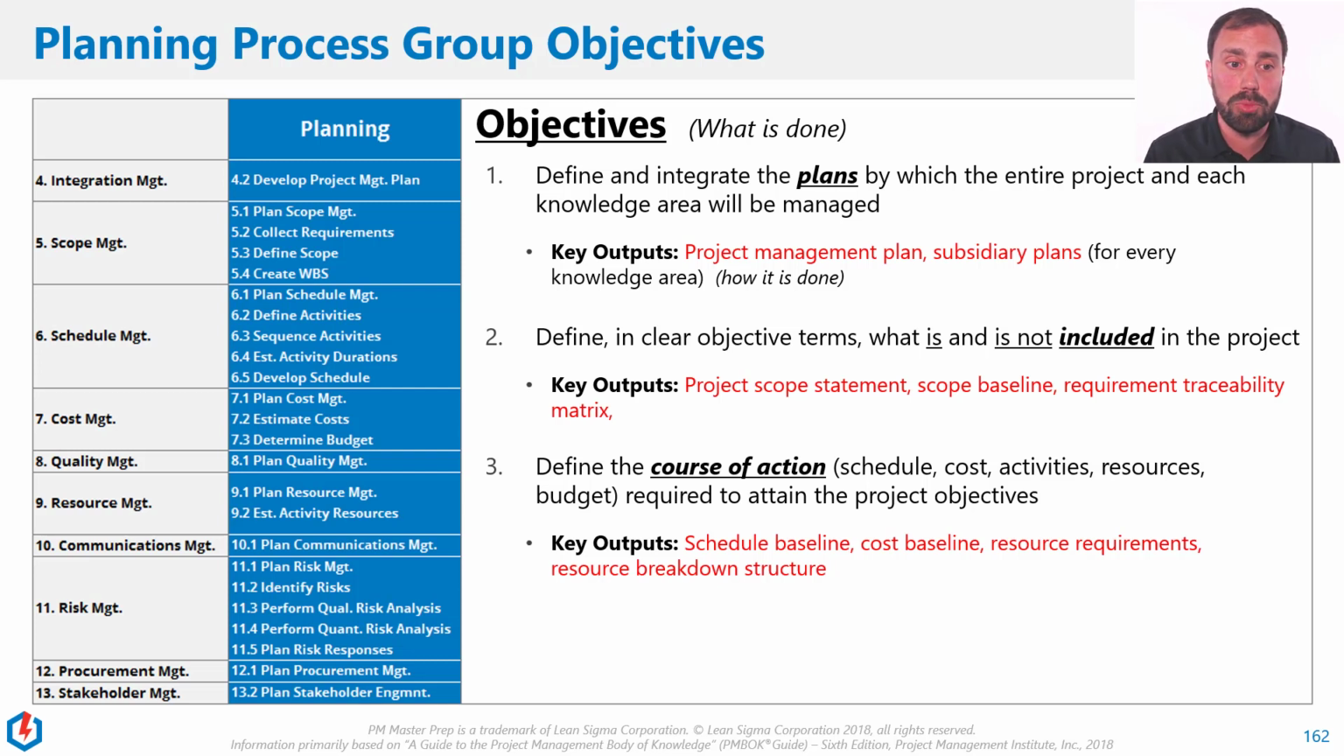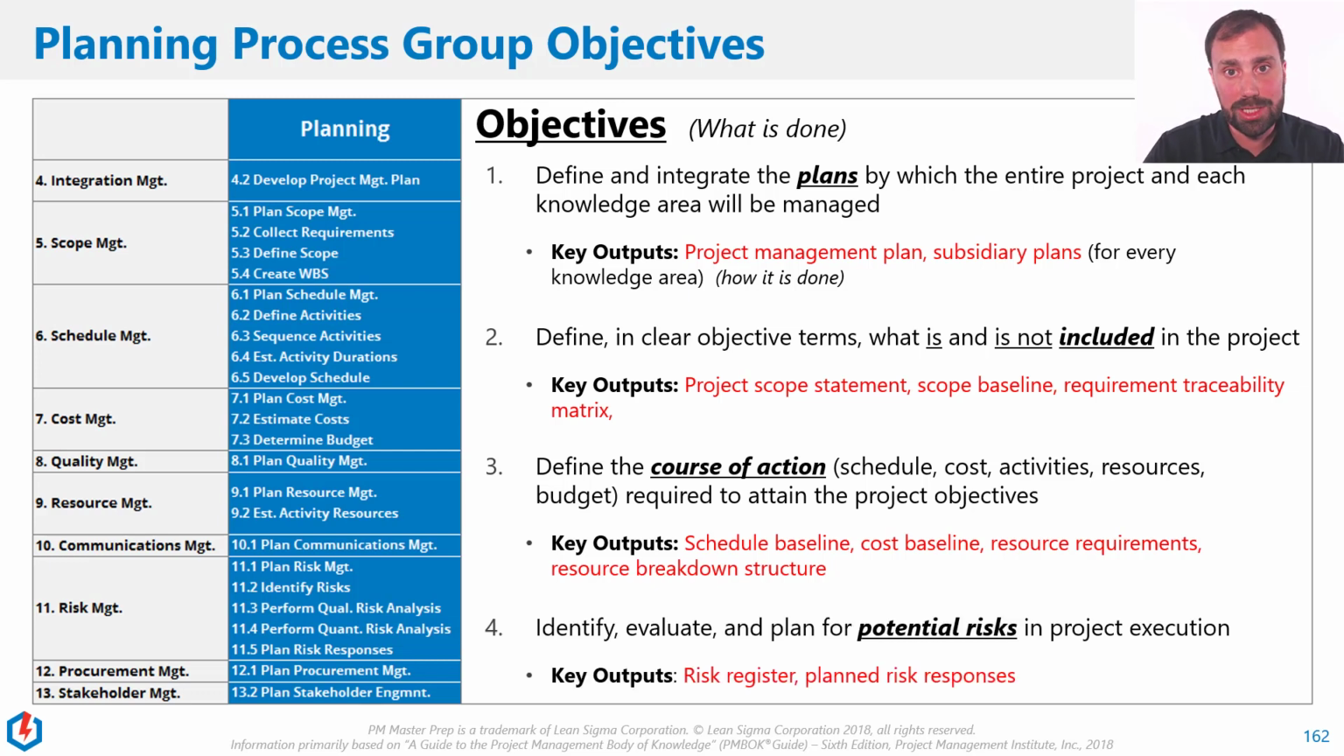So as you go through each of the processes in each one of these boxes as we do, you're going to understand that at a greater and greater detail. So course of action, we're setting our plan. Okay, we're not just planning, we're setting a plan. All right, the fourth is to identify, evaluate, and plan for potential risks in project execution.